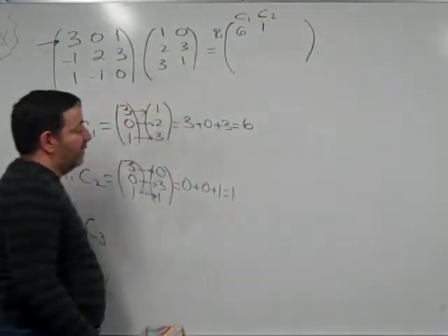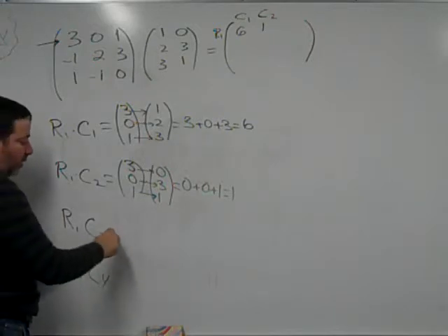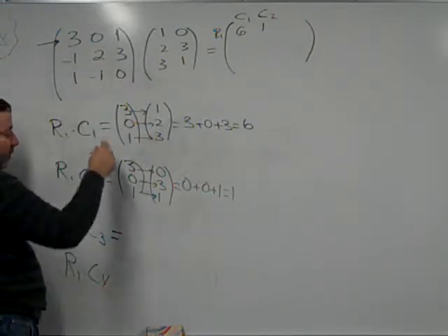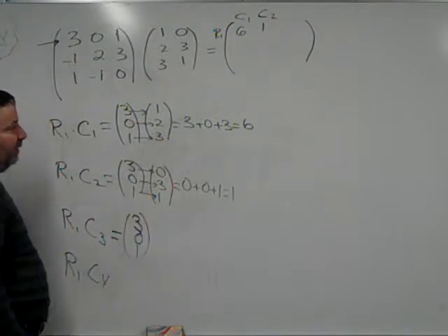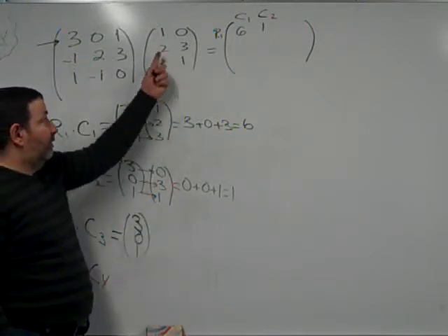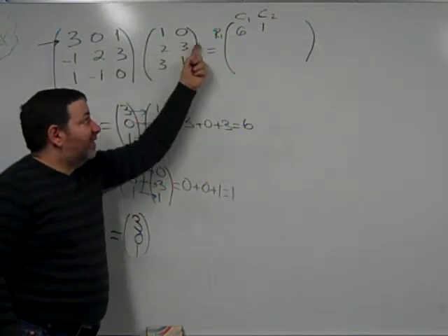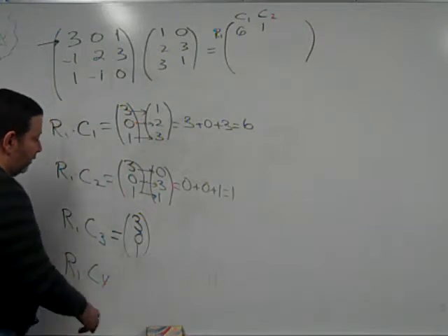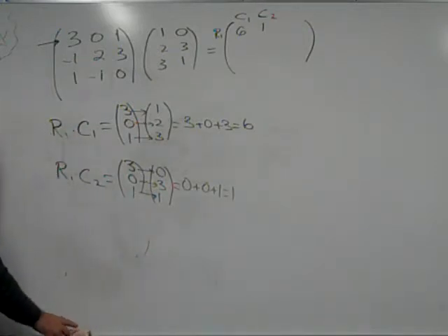Then I attempt to do row 1 dotted with column 3. Row 1 is from the left matrix, but write it vertically. And I dot it with column 3. Well, this was column 1. This is column 2. There is no column 3. Okay, so I can't do that one.